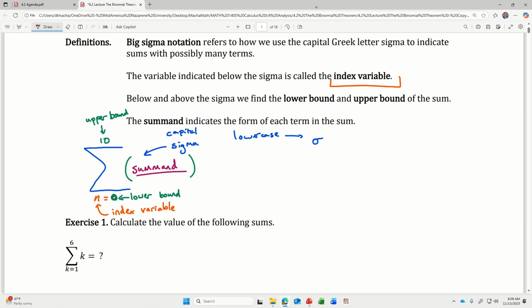So underneath exercise 1, you can see an example of this. Has anybody seen this before in any context? Physics? Okay.